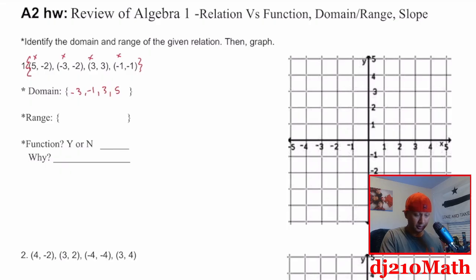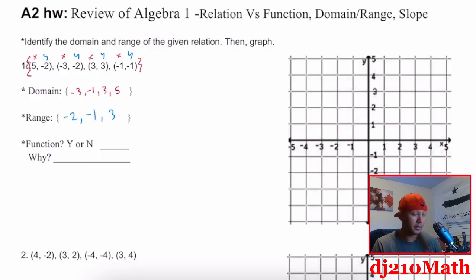The range is going to be, change colors, all the y values. 2 or -2, -2, 3, and -1. So what y's are used? Well, -2, -1, and 3. Now you may say, okay, well, -2 was used twice.